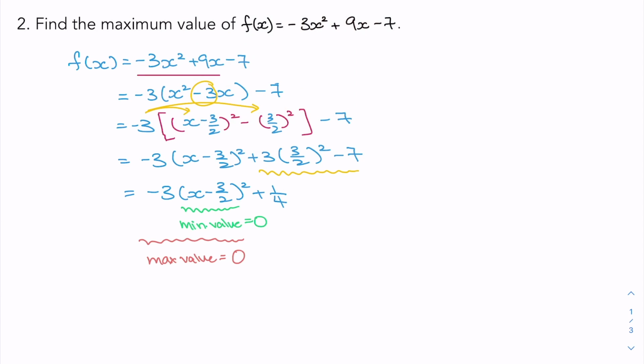Finally, the maximum value of f(x) therefore will be 0 plus 1/4, which is 1/4 itself.